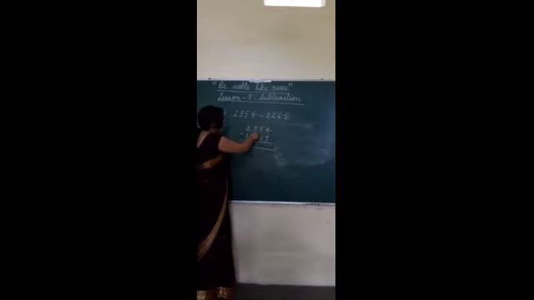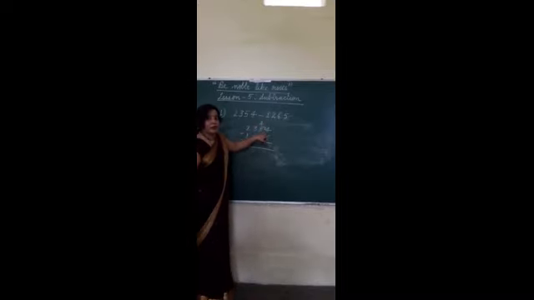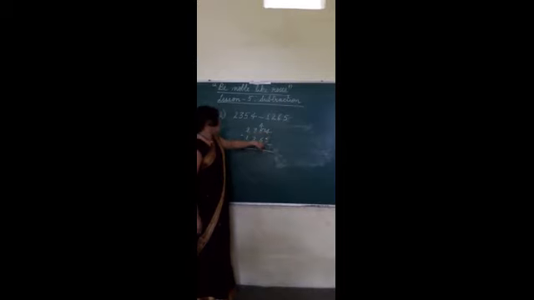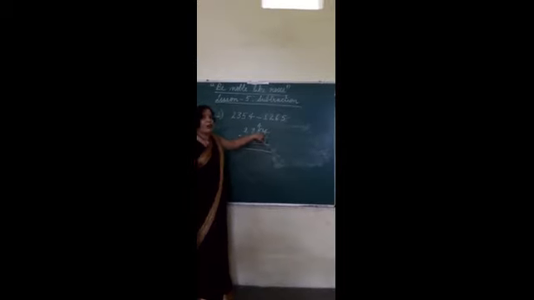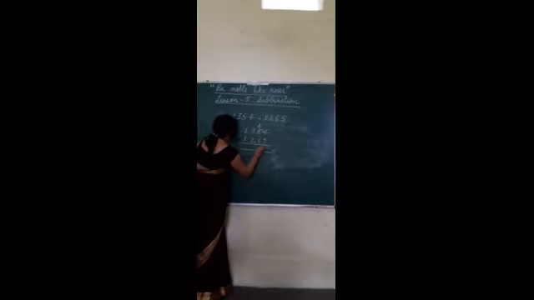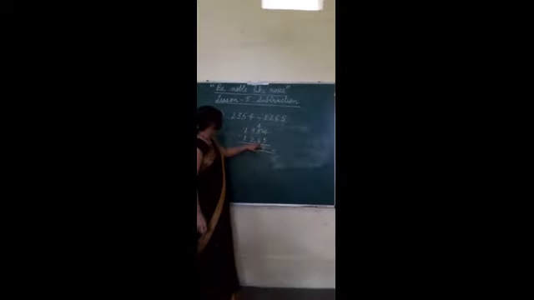So which digit is on its left side? 5. So 4 will borrow from 5. After 5 gives 1 to 4, what is left with 5? 4. And here it became 14. Now if 5 is taken away from 14, what is left? 9. Okay, now come to the next place.